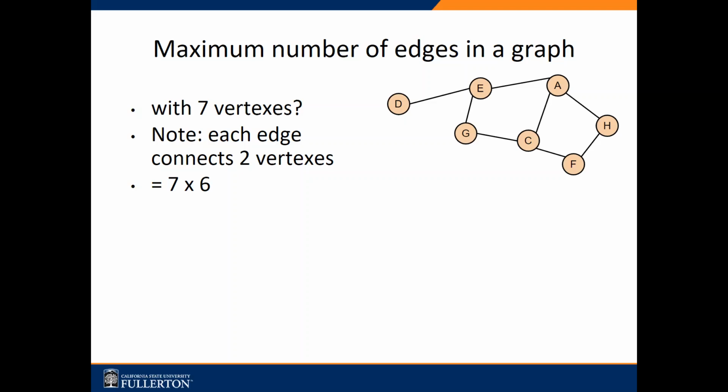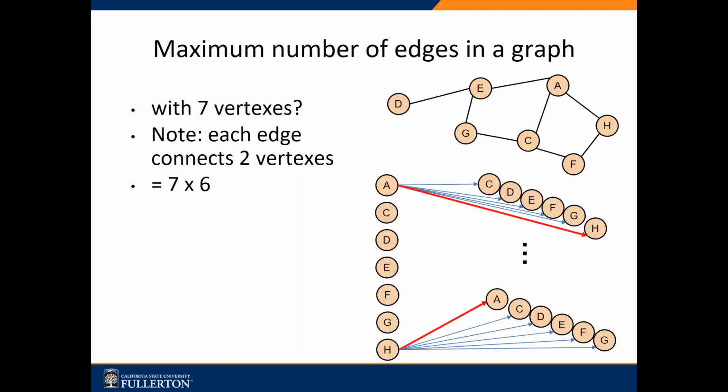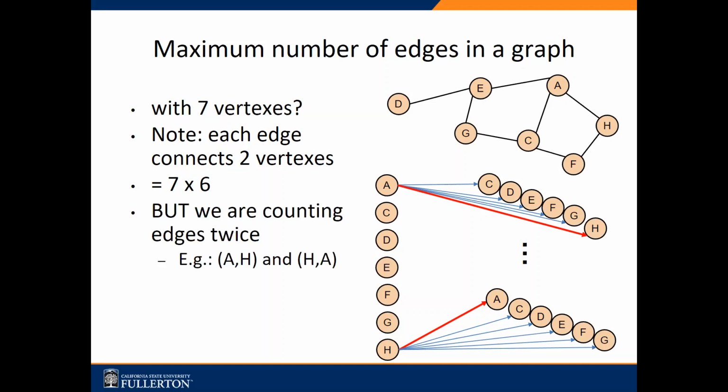But notice that I'm counting each edge twice. For example, I can count the edge AH twice, once picking A first and then H, but later we also pick H and then A. So the total number of distinct edges is only half of what we calculated earlier. So we need to divide by 2 to get the maximum number of undirected edges, which would be 7 times 6 over 2, or 21.